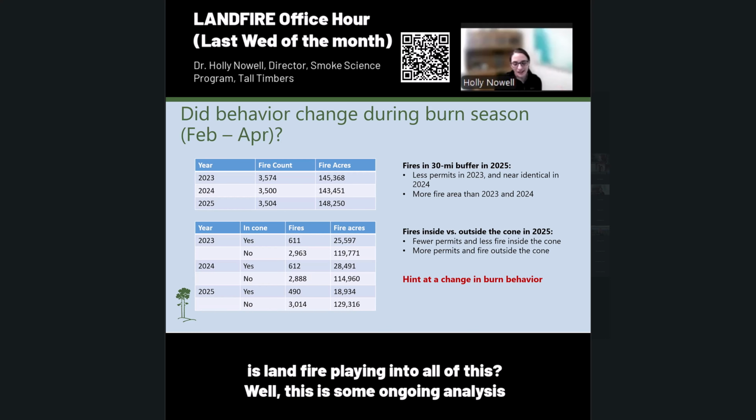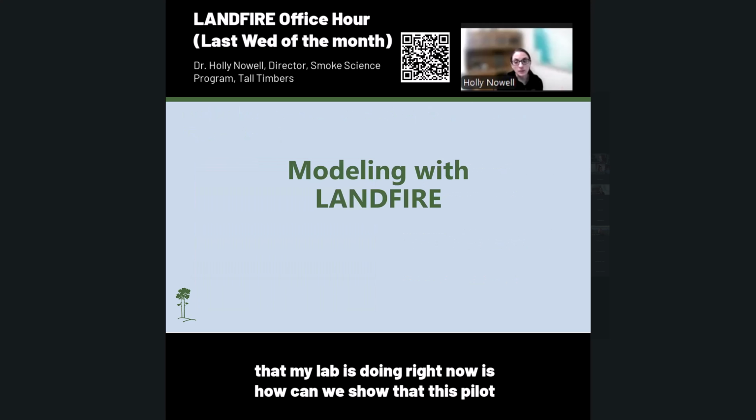So how is LANDFIRE playing into all of this? Well, this is some ongoing analysis that my lab is doing right now, is how can we show that this pilot project is effective, or maybe we can tweak it. Right now we go out, we have that 30-mile buffer. Maybe we don't need 30 miles. Maybe we need 20, or maybe we need 50. Maybe we don't need a cone that's that big. Maybe we can make it smaller, but you can't do that in real time.